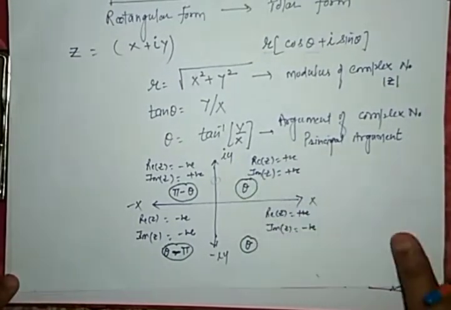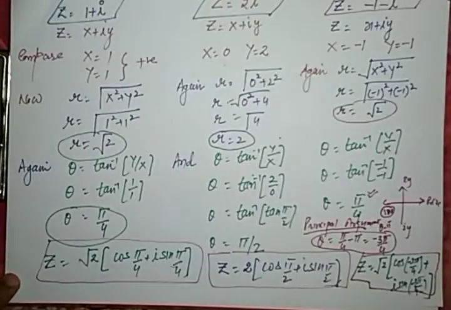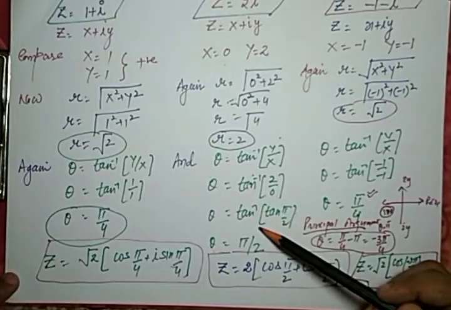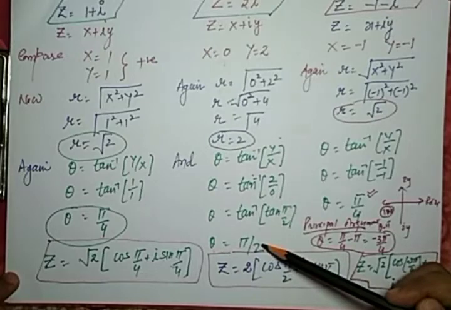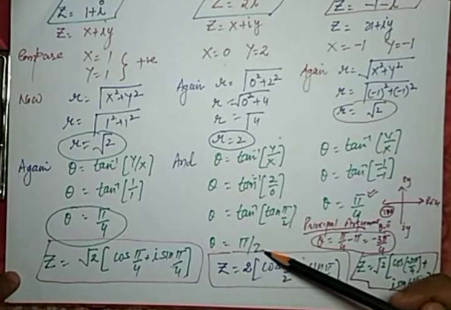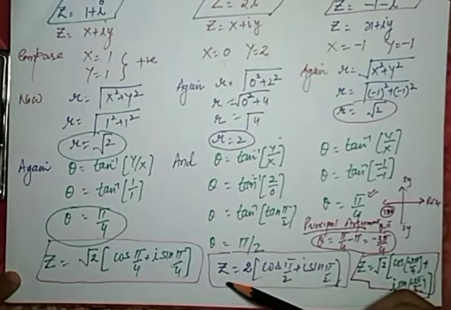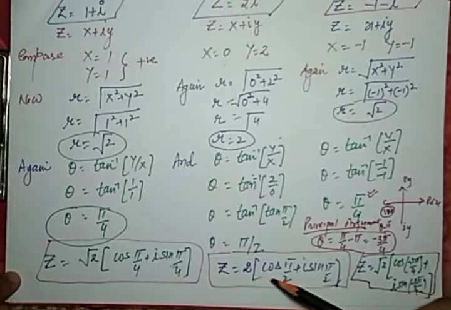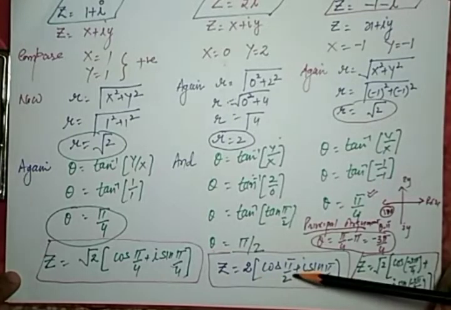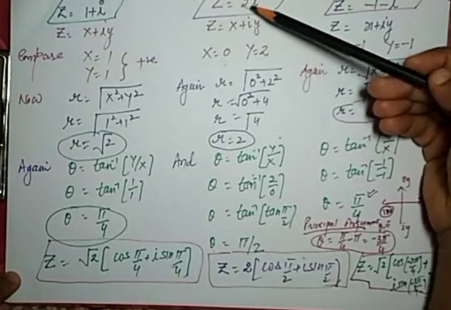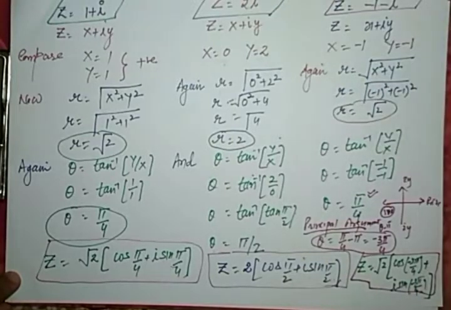It lies on the imaginary axis only. So whatever angle we have calculated, it is our principal argument. Theta is pi by 2. So now substitute the value, you get z is equals to 2 cos of pi by 2 plus iota sin pi by 2. This is the polar form of our desired number, z is equals to 2 iota.